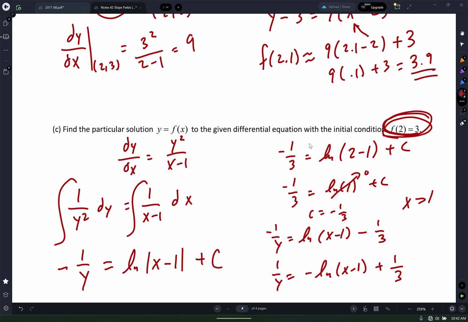Here's the simple way. I already see my answer pretty much. All this is over 1. So flip it. And that's your answer. Here's my final answer: y equals 1 over negative ln of x minus 1 plus 1/3. Make sure that negative doesn't float. Make sure it's right in front of that ln. Or maybe put the 1/3 in the front so you know that that's a negative.